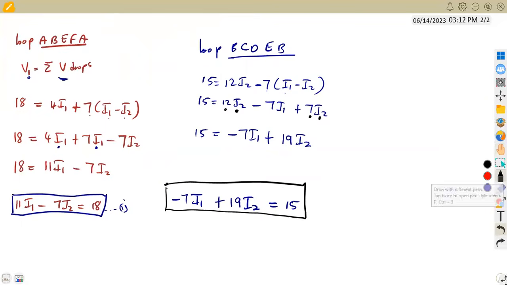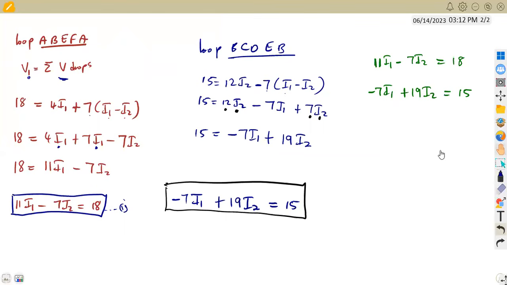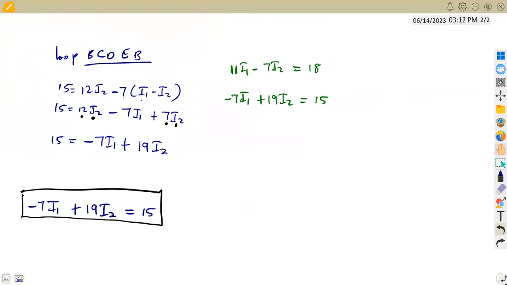So this time I'm going to choose another method, the elimination method. I'm going to take the first equation, this is 11 I1 minus 7 I2, so that you learn different methods. Plus 19 I2, which is equal to 15. So like I said, I'm going to use the elimination method. These are the two equations that we had before. So there are so many methods, guys.